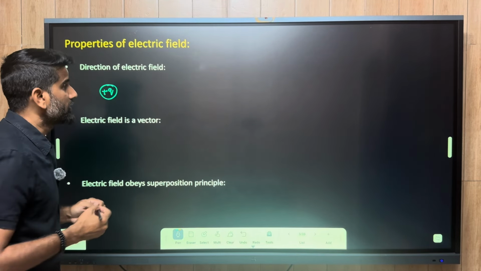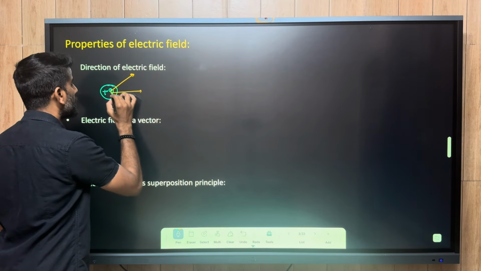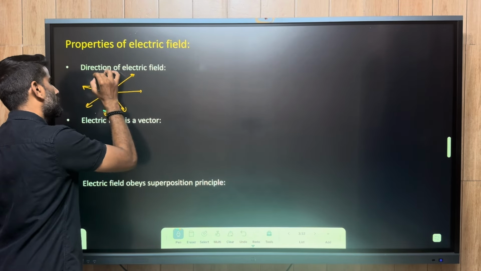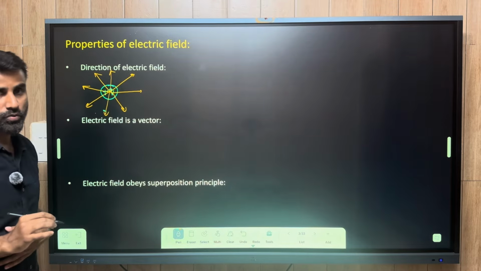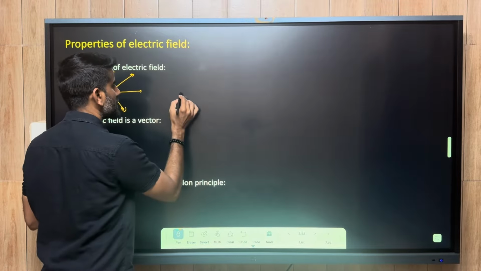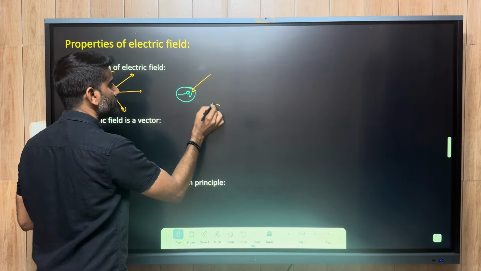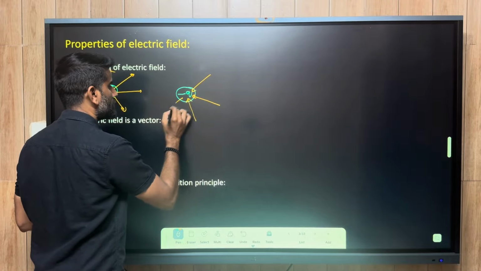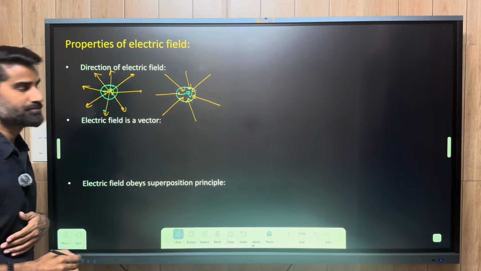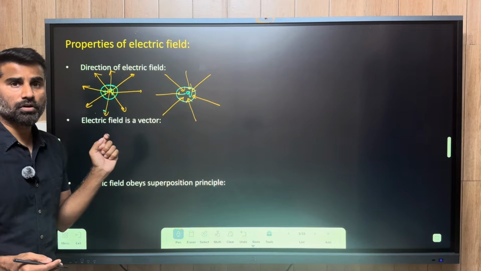If the charge is positive, then the electric field is radially outward. If the charge is negative, then the field is radially inward. Okay. Now I want to give you one more piece of information here.